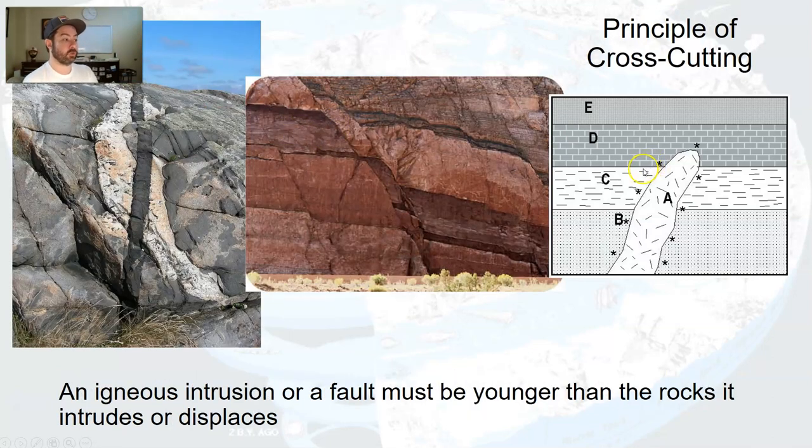Principle of cross-cutting. An igneous intrusion, so hot magma cutting its way through some rock layers, or faults. Faults we briefly touched on, but that's an area where there's a break and movement of earth material. Those intrusions or faults must be younger than the rocks they intrude through or displace, that they move. So the rocks had to be there first in order for these to cut through them.